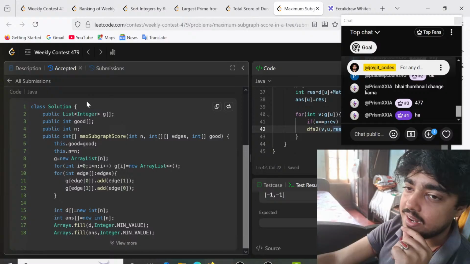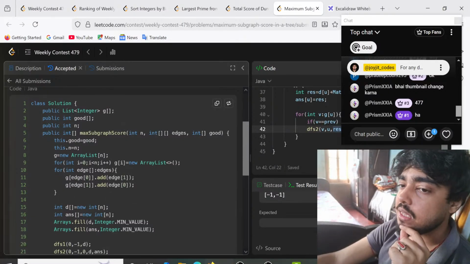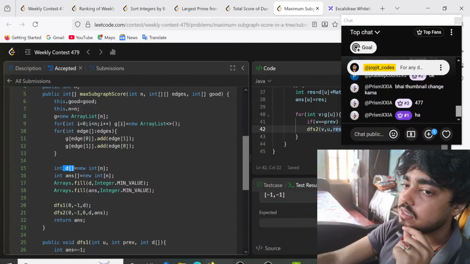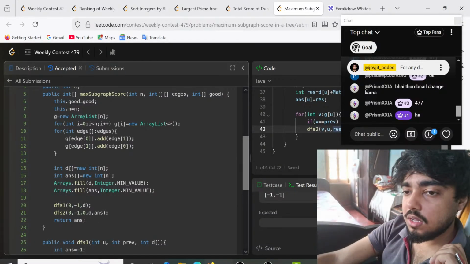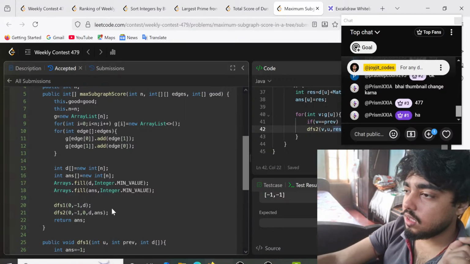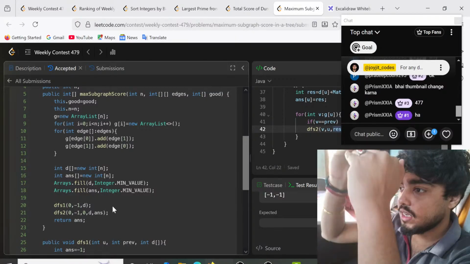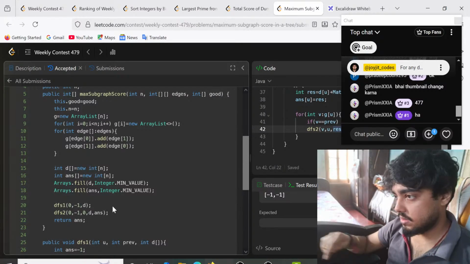Good is good, n is n. I'm getting the values out of it. D is nothing but the downward. Okay, and answer is basically the answer that I'm going to return. D is the downward. I'm making a DFS1, that is for downward. DFS2 is for upward. It doesn't mean that I'm traversing upwards. I'm traversing downward only. But I'm going to consider the one on top of it. Okay.